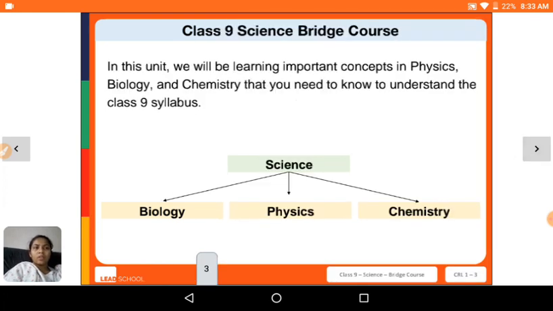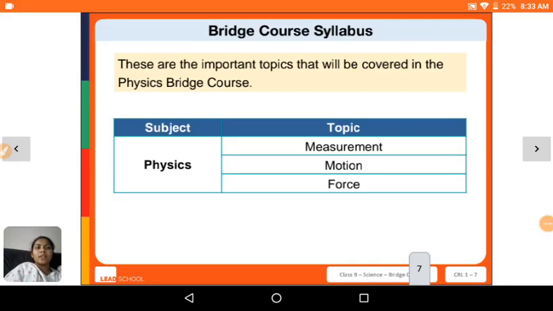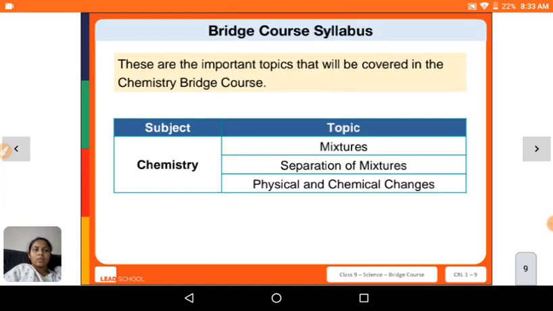Now in this unit we will learn about some important concepts of physics, biology and chemistry that you will need to know to understand the class 9 syllabus. These are the important topics that will be covered in the physics bridge course: measurement, motion and force. In biology, cell structure and types, nutrition, microorganisms and habitats. And in chemistry, mixtures, separation of mixtures, physical and chemical change.